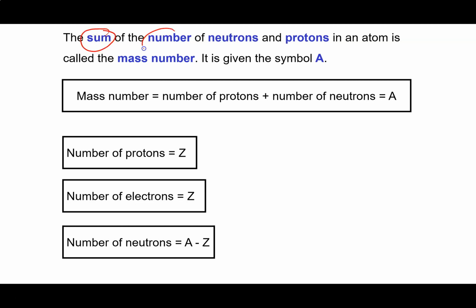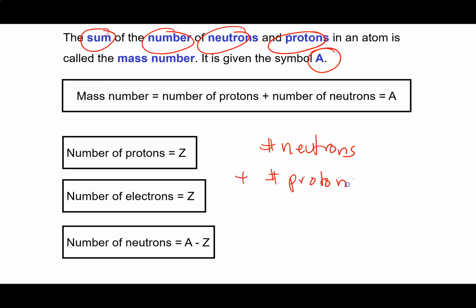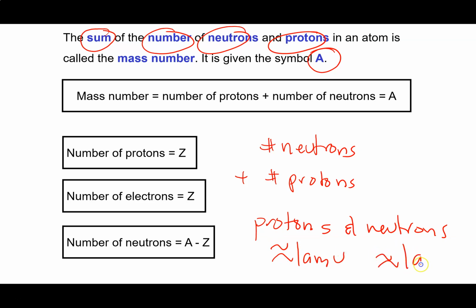Now, the sum of the number of neutrons and protons in an atom's nucleus is called its mass number, and it's given the symbol uppercase A. The reason why it's called the mass number is because it is the number of neutrons plus the number of protons. And if you recall that protons and neutrons both have a mass of about 1 AMU, then if you add together the number of protons and the number of neutrons, you get the approximate mass of the atom in AMU.